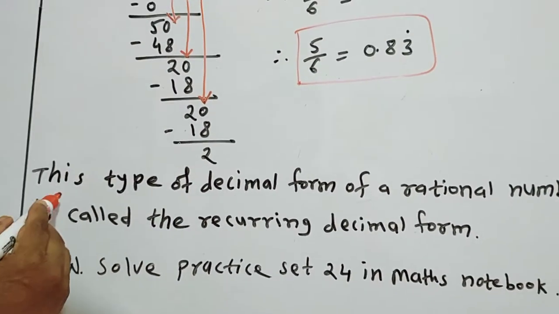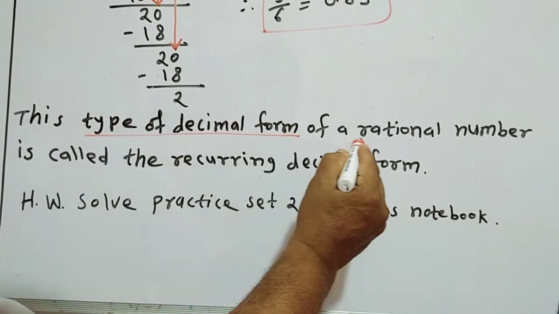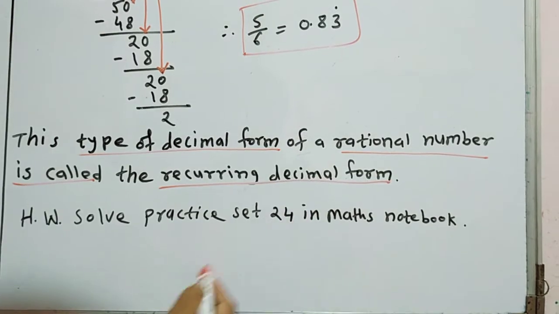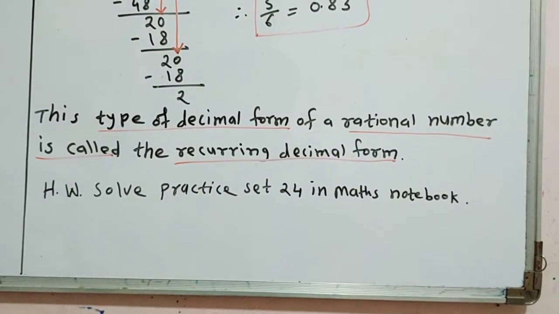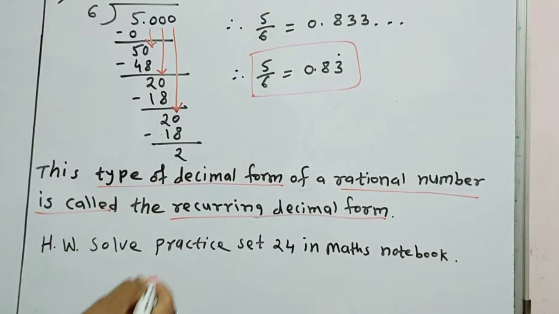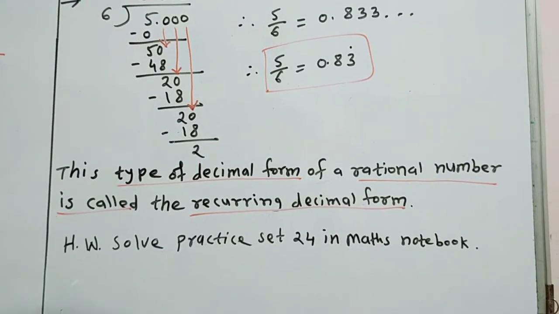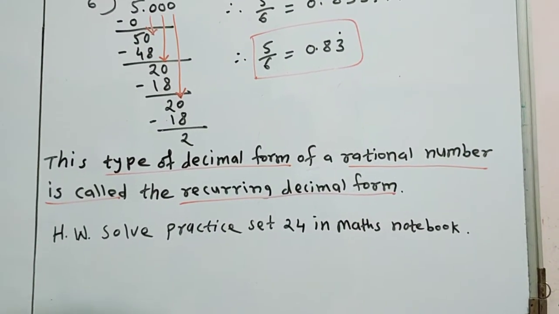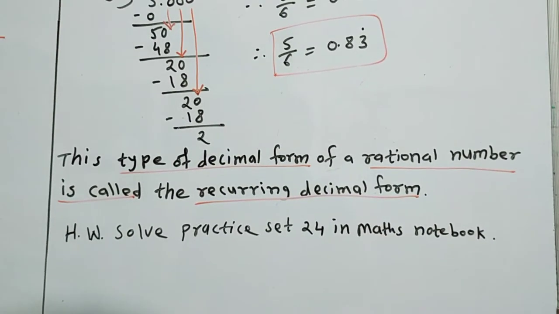So this type of decimal form of rational number is called a recurring decimal form. Recurring decimal form means there is one digit or group of digits is going to repeat or recurring. That's why this form is called recurring decimal form.